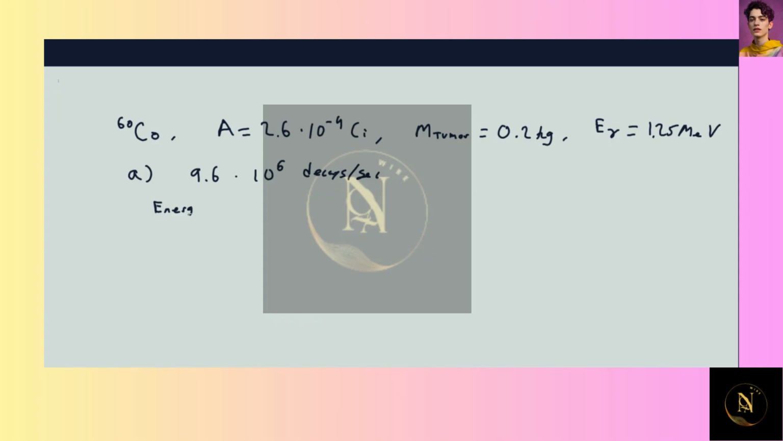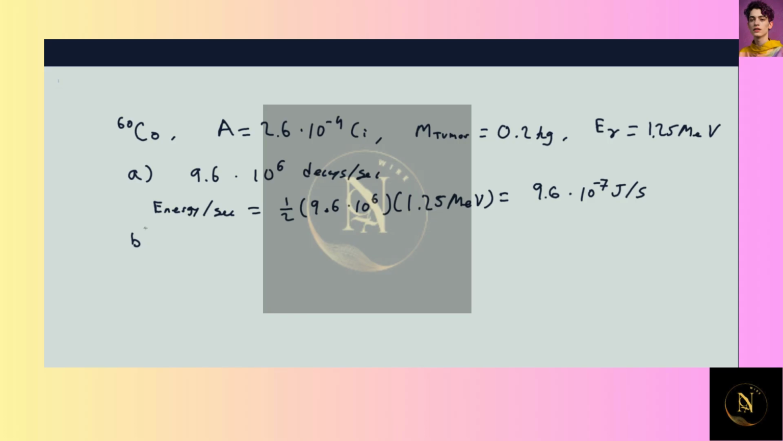So now, energy delivered per second. Because half the photons are delivered to the tumor, we have a factor of a half, and then the number of decays per second, 9.6 times 10 to the 6, times the energy of each photon, 1.25 mega electron volts. And then keep doing our unit conversions carefully. We find that this gives us a value of 9.6 times 10 to the minus 7 joules per second.